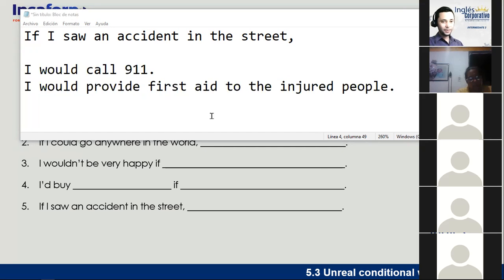Nice. Okay. Someone told me, I will call an ambulance. Okay, that's nice. So if I saw an accident in the street, I will call 911. I will provide first aid to the injured people. I will call an ambulance, etc., etc. Very good. All right. That is great.